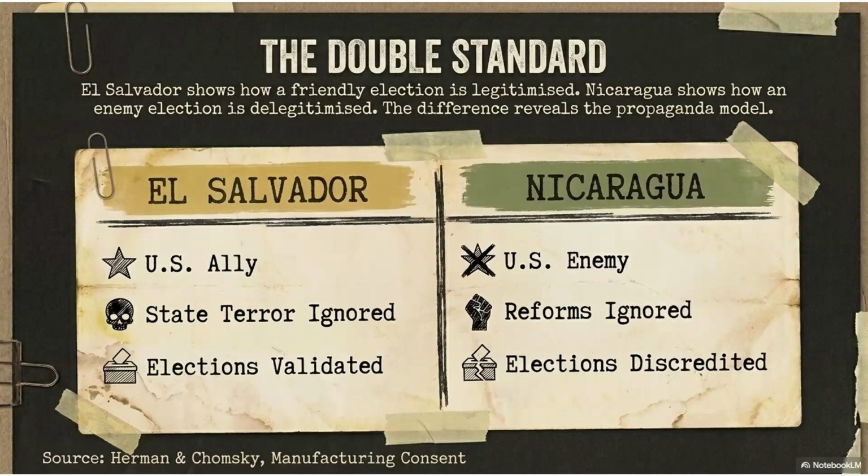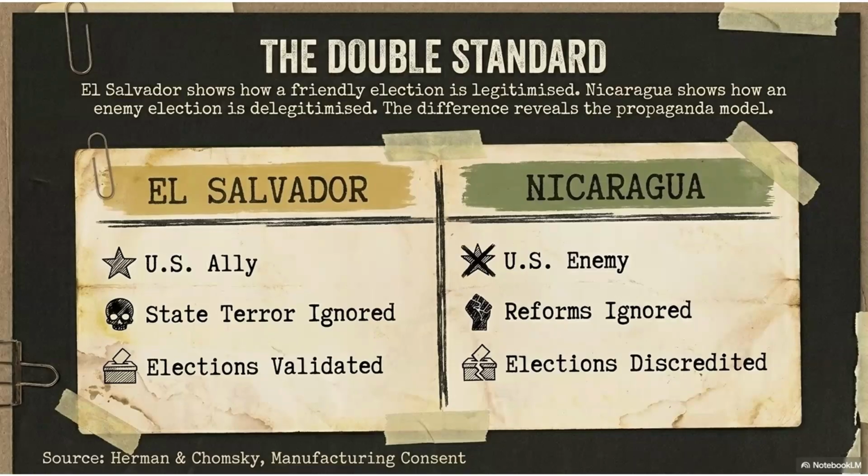But in Nicaragua, governed by the Sandinistas, the media suddenly cared much more about deeper democratic conditions like press freedom, opposition access, army influence, political intimidation, and structural fairness. The problem is not that Nicaragua should not have been scrutinized. It should have been. The problem is that El Salvador was not scrutinized with the same seriousness.